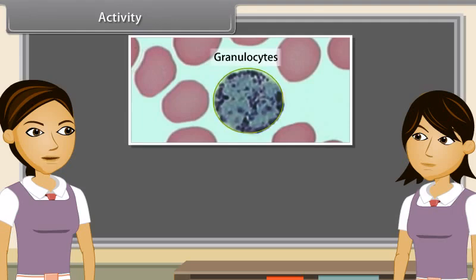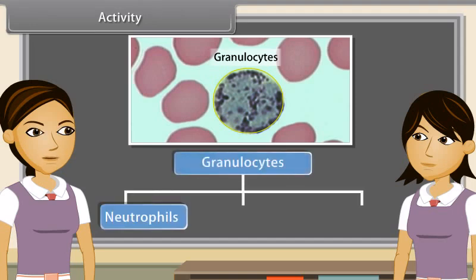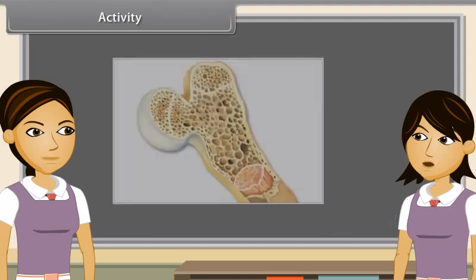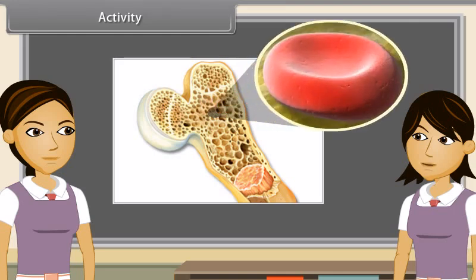Granulocytes contain cytoplasmic granules and a lobed nucleus. They are of three types: neutrophils, acidophils and basophils. Blood platelets are minute, anucleated, fragile fragments of giant bone marrow cells called megakaryocytes.